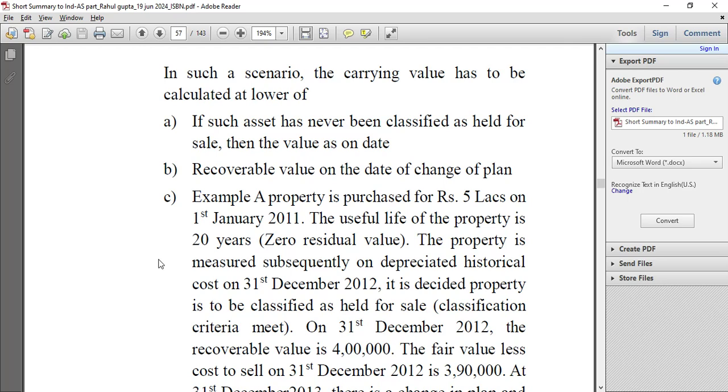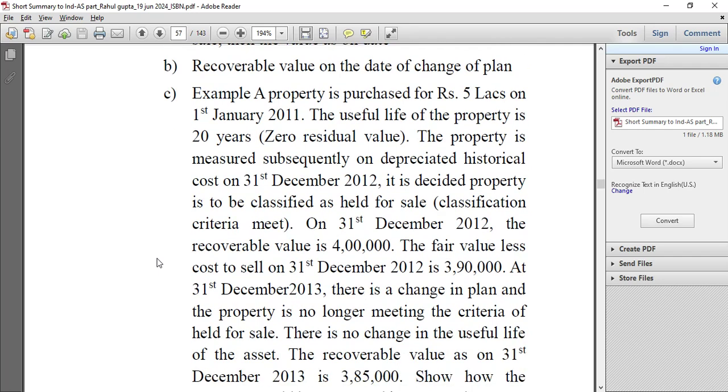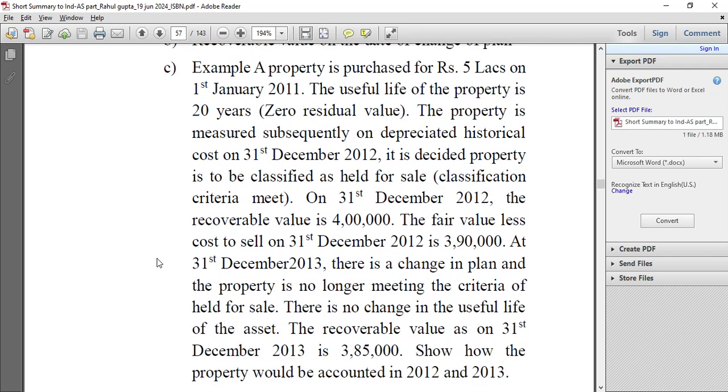The useful life of the property is 20 years, zero residual value. The property is measured subsequently on depreciated historical cost. On 31st December 2012, it is decided the property is classified as held for sale, classification criteria met. On 31st December 2012, the recoverable value is 4 lakhs. The fair value less cost to sell on 31st December 2012 is 3 lakh 90,000.